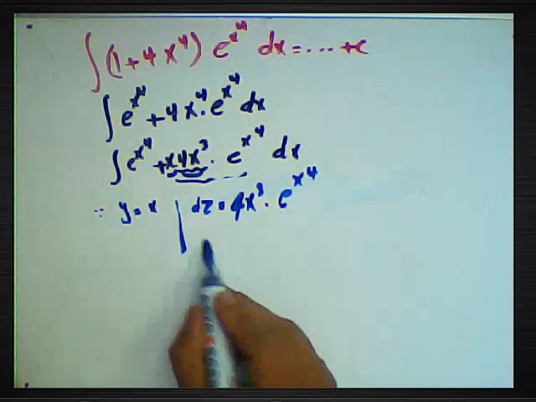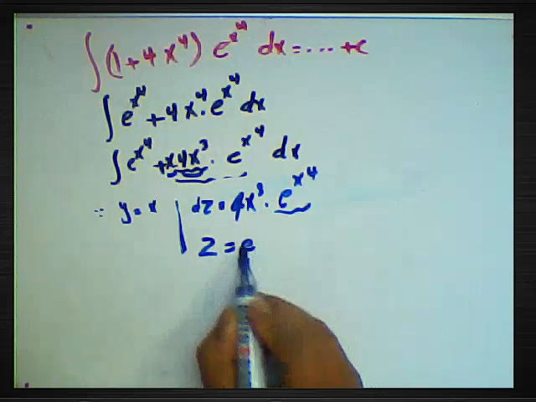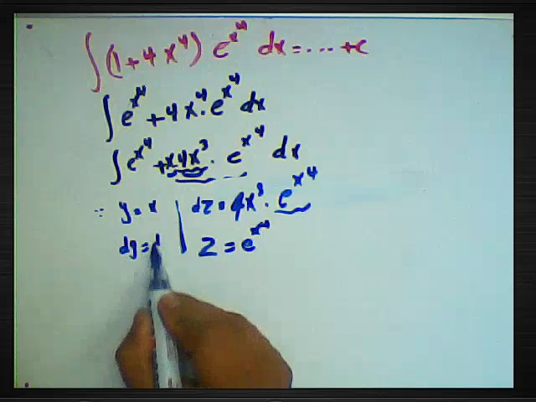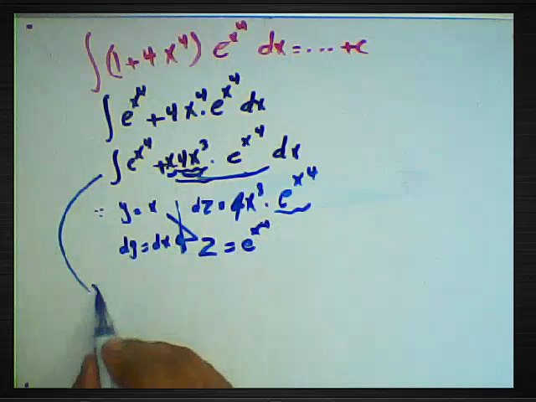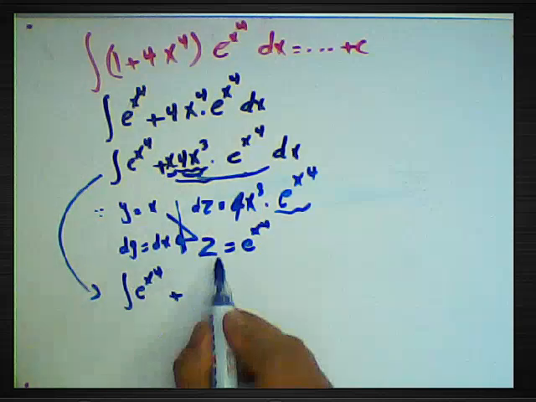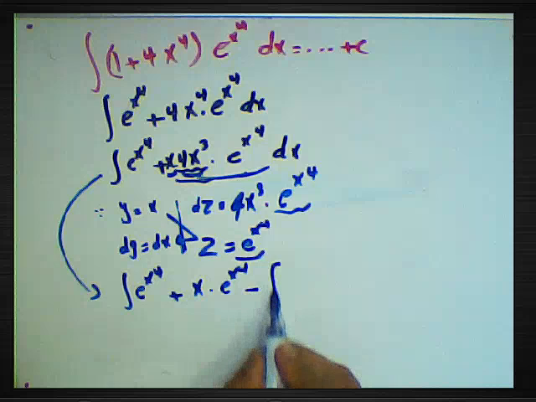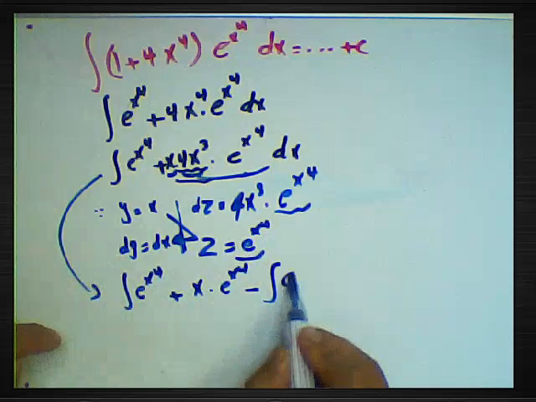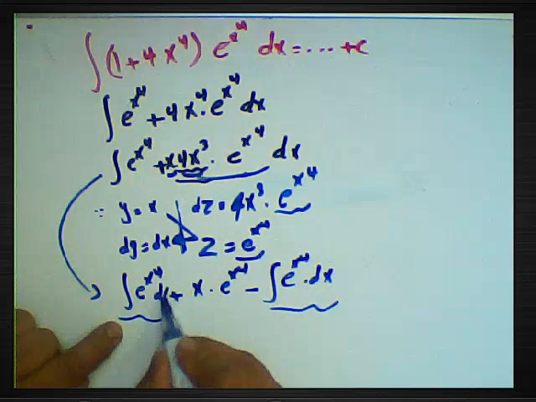The integration of this function will be what? It will be e power x power 4, because the derivative is in the power, so we can cancel the derivative and write e power x power 4. And the derivative of y is dx. So we use the rule: the result will be the integration of e power x power 4 plus x times z here, subtract the integration of the multiplication of the two functions, e power x power 4 dx. Look here, we can cancel the two functions.